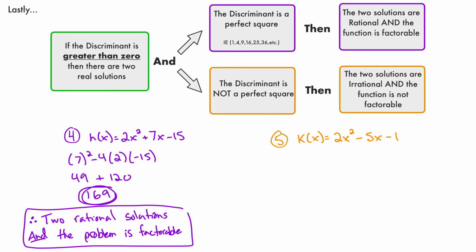Number 5, same thing, except just different numbers. My b value is negative 5, so it'll be negative 5 quantity squared, minus 4 times my a value times my c value. That's going to be equal to 25 plus 8. 25 plus 8 is 33. 33 is positive, so there's going to be 2 answers. But it's not a perfect square, so they're not going to be rational answers, and the problem's not going to be factorable. So I'd say, therefore, there will be 2 irrational solutions.